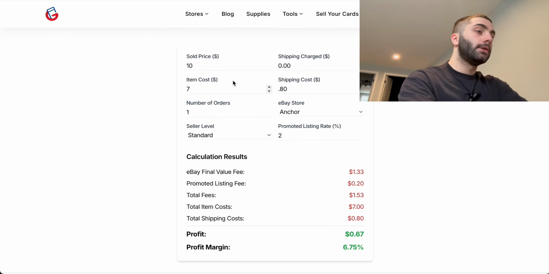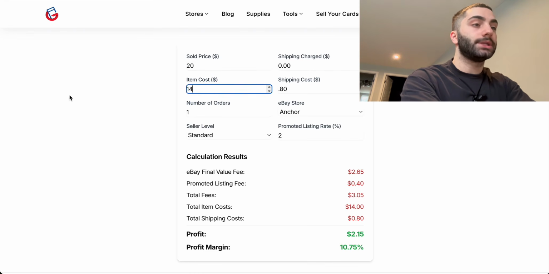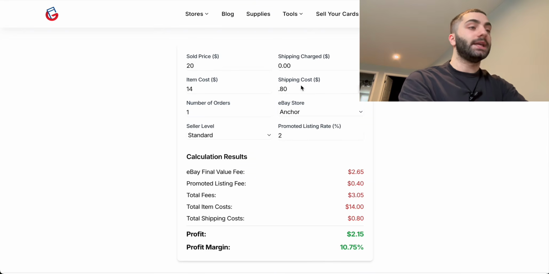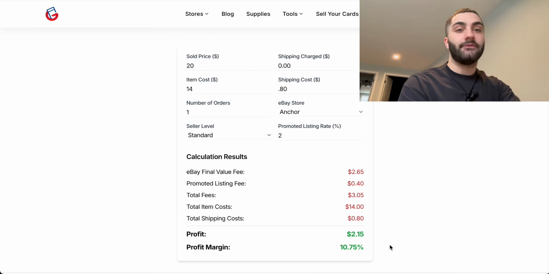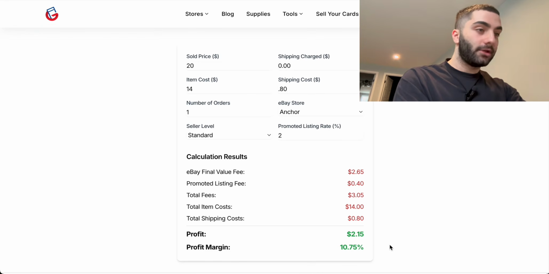Now, of course, let's say someone bought two cards, so it was $20 and it cost you $14 with that same shipping cost. Then you're making $2 of profit with a 10.75% profit margin. So that's why you also want to get volume sales and get people to buy more than one card at a time. I know I've talked about this, but I will get that coupon video and volume pricing video out soon because I think it's very important to have.